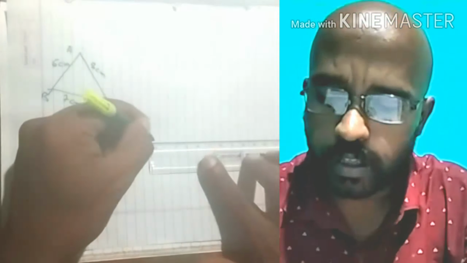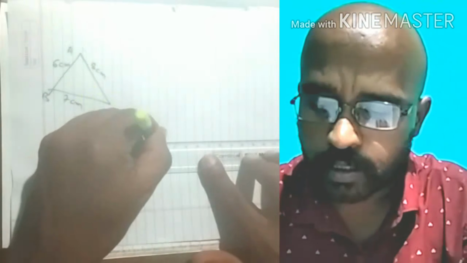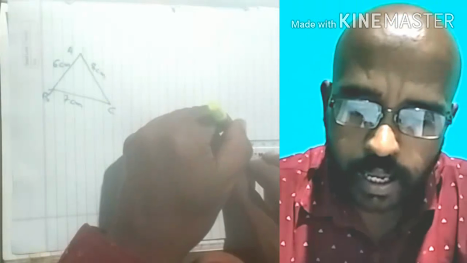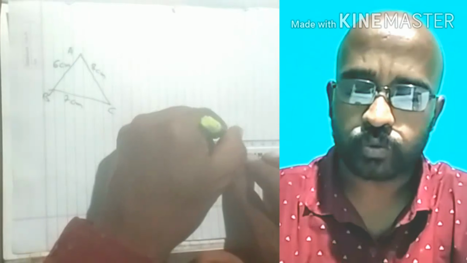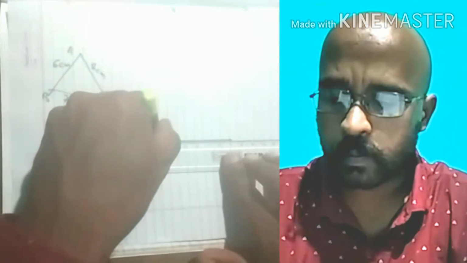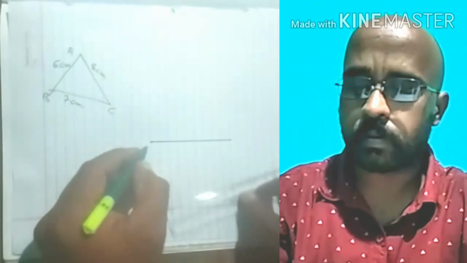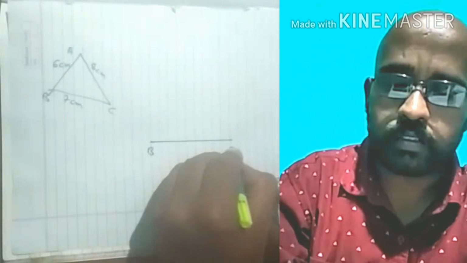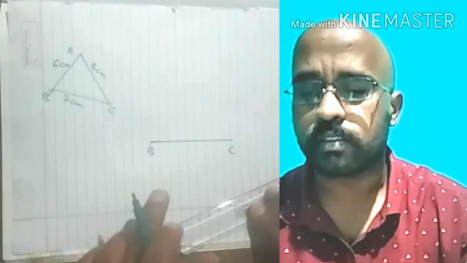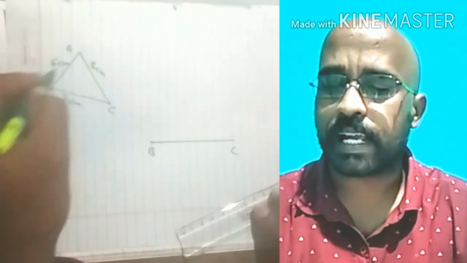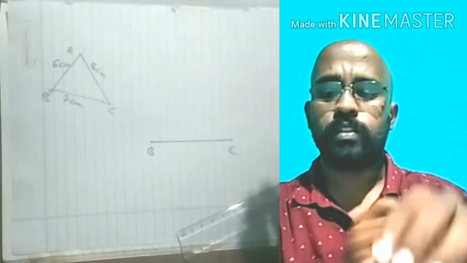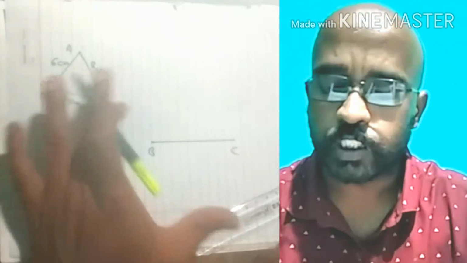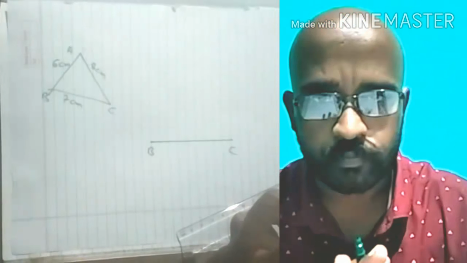Okay students, suppose at 0 centimeter, this is point B, and at 7 centimeter, this is point C. Let's connect these 2 points, B, C. Okay guys, so in triangle ABC we have located point B and point C. We just have to find where point A is. This point is somewhere here in this plane.